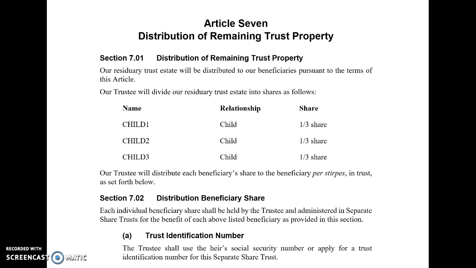Now, anything that's left in my estate that has not been distributed, anything that is owned by my trust at my death, this Article 7 basically says, at my passing, here's what happens. It goes here to child 1, here to child 2. You know, everybody gets a one-third share, right?